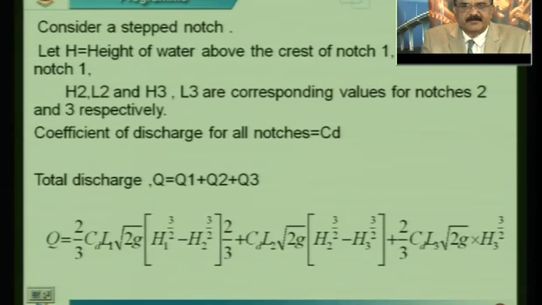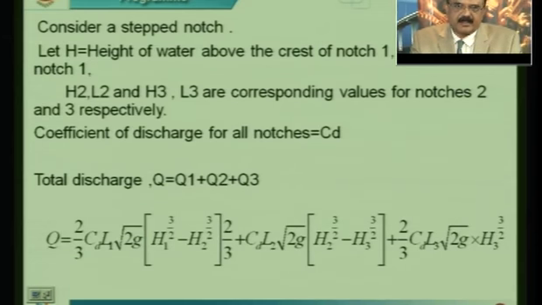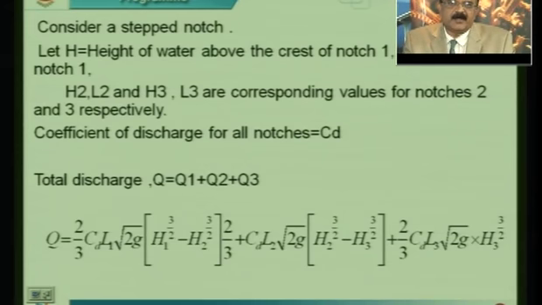If you know the discharge equation for a rectangular notch, then the total discharge is equal to Q1 plus Q2 plus Q3 up to Qn. Now you need to define this H and L for each and every notch. Then accordingly you need to substitute the values in the general discharge equation and simplify, or if you substitute the values in the equation, you are going to get the total discharge. This is how you are going to find the discharge whenever you are using a stepped notch. I hope it is clear.